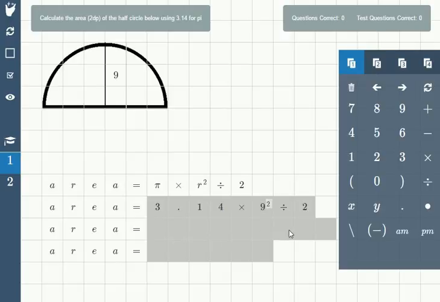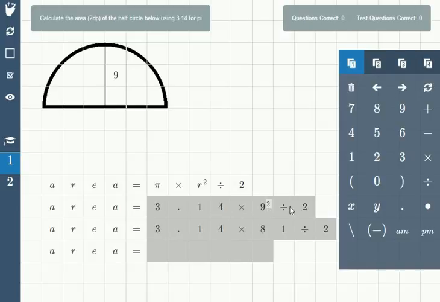So in our next line of working, we're going to leave it almost exactly the same, except we're going to evaluate 9 to the power of 2, or 9 squared, which is the same as 9 times 9. So let's put in the 3.14 for pi first. And then multiply it by our evaluation of 9 squared, which is 81, 9 times 9. And then let's put in the divided by 2.